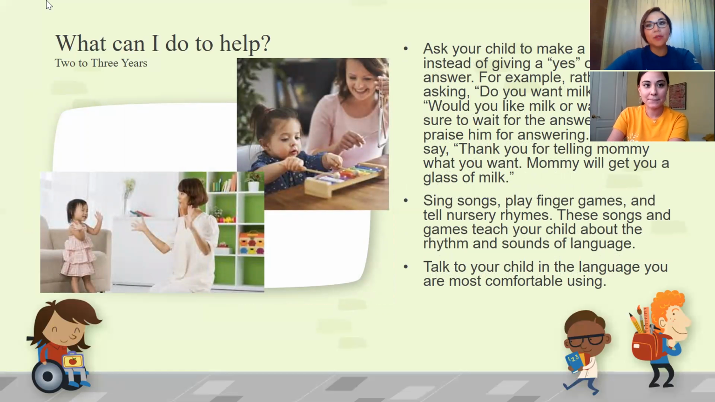You can also ask your child to make a choice instead of giving a yes, no answer. For example, rather than asking, do you want milk? Ask, would you like milk or water? Be sure to wait for the answer and praise him for answering. You can say, thank you for telling mommy what you want. Mommy will get you a glass of milk.